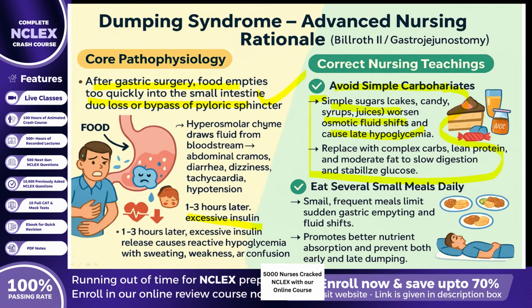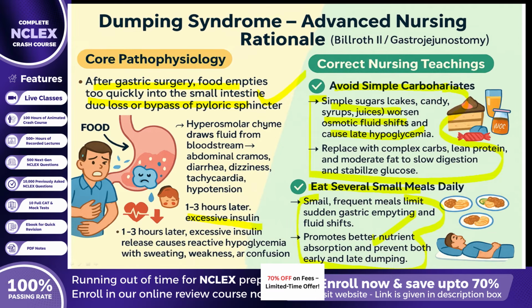Next, focusing on Option 4, eat several small meals throughout the day. Correct. Frequent small meals reduce the volume of gastric contents entering the small intestine at once, thereby preventing sudden fluid shifts and maintaining steady postprandial glucose levels. This approach helps minimize both early and late dumping effects while supporting better nutrient absorption.